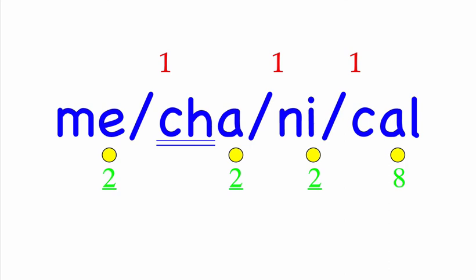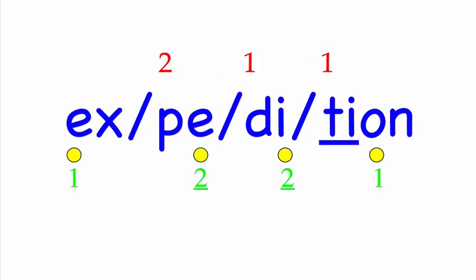Row 10. Expedition. The expedition to reach the top of the mountain began. Ex, two sounds, e, x. Pe, two sounds, p, e. Di, two sounds, d, i. Shan, three sounds, sh, a, n. Expedition. Mark the word.